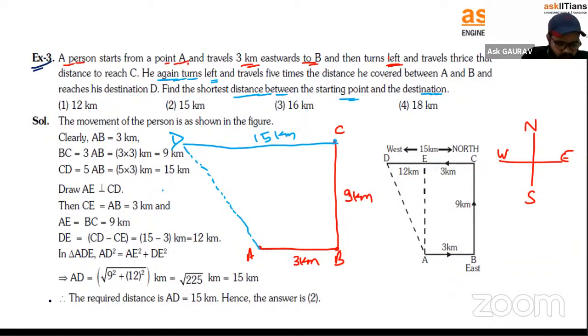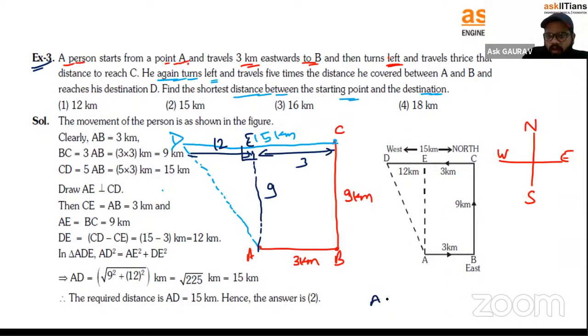See, just do some construction for this. Join this. Let this point be E. Okay, this is 9. DE distance will be 12 because this is 3. So the remaining will be 12. So again, you have a Pythagoras theorem, right? Your AD square will be equal to 12 square plus 9 square, right?